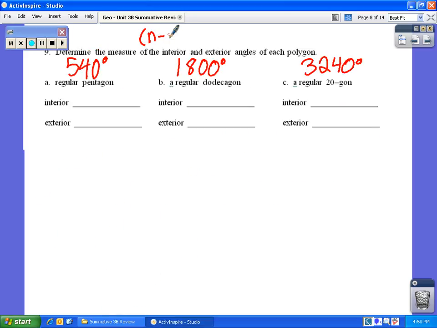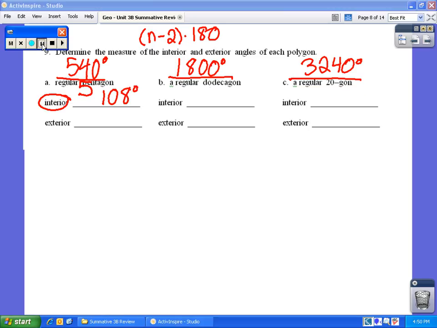Using our formula for the sum of the interior angles of a polygon, I found that a regular pentagon has a sum of 540, a regular dodecagon has a sum of 1800, and a regular 20-gon has a sum of 3240. To find one interior angle, I'll simply divide 540 by the number of sides, and I get 108 degrees for each angle in a regular pentagon.